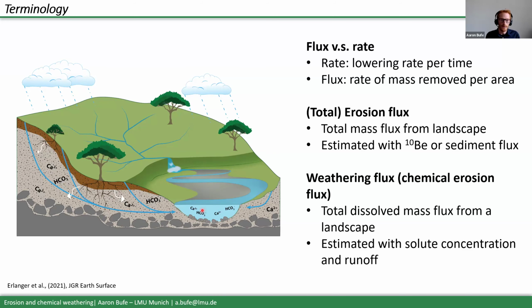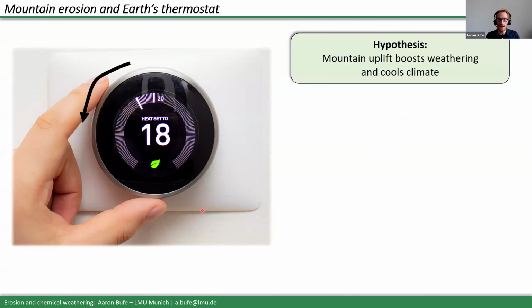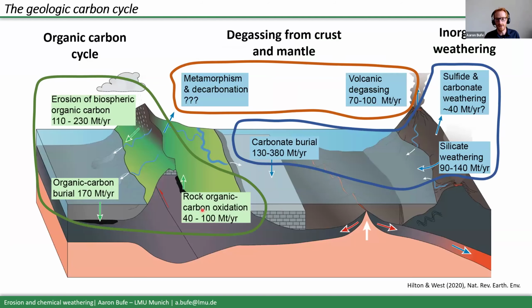Okay, so to bring us back, we have this hypothesis that mountain uplift boosts weathering and cools climate, turns down the thermostat. Now, you may remember from the start of the talk, there's not only silicate weathering, there's also other weathering reactions, for example, combined sulfide and carbonate weathering, and the oxidation of rock organic carbon that acts as a CO2 source to the atmosphere.